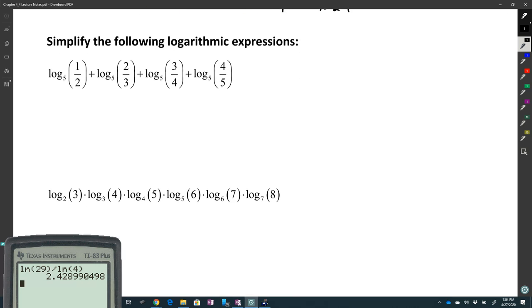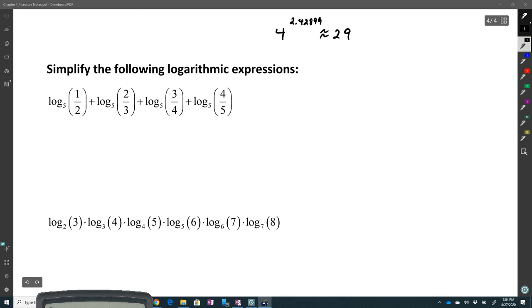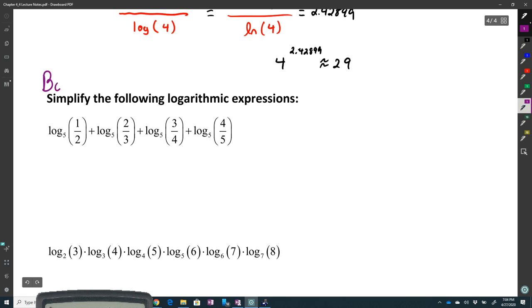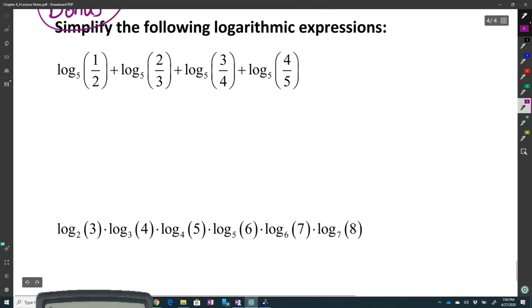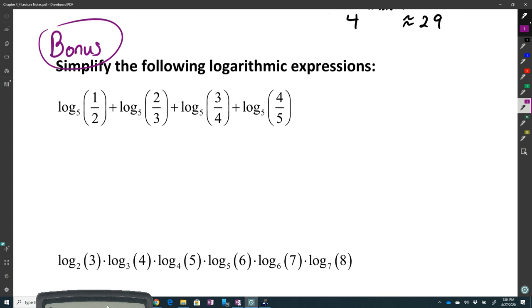Now here, I like these because these are usually bonus. You're not going to find them on the homework, but I like them because they're fun. So these are little puzzles that I'll probably give as bonus on the exam, and if you can do them, you can get an extra 5 points. But yeah, log base 5 of 1/2 plus log base 5 of 2/3. And so we can do this without a calculator.